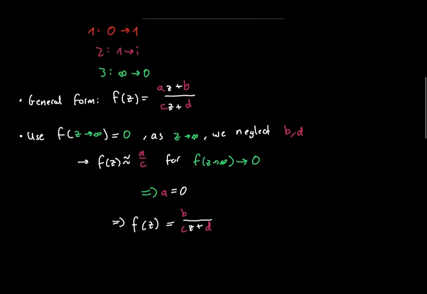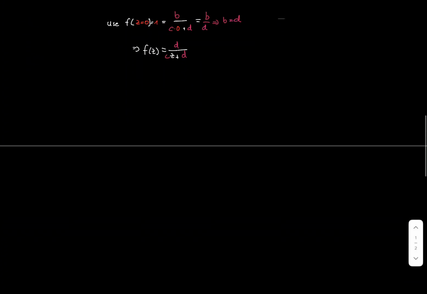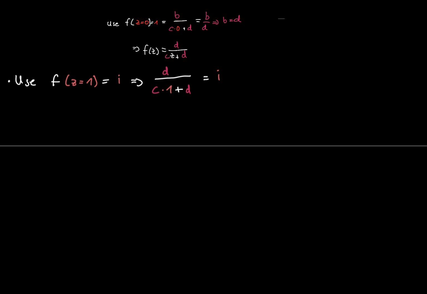Next, we use f(0) = 1. Plugging in z = 0 gives b/d = 1. So b = d. Now the function becomes f(z) = d/(cz + d). Next, we use f(1) = i. So d/(c + d) must equal i.